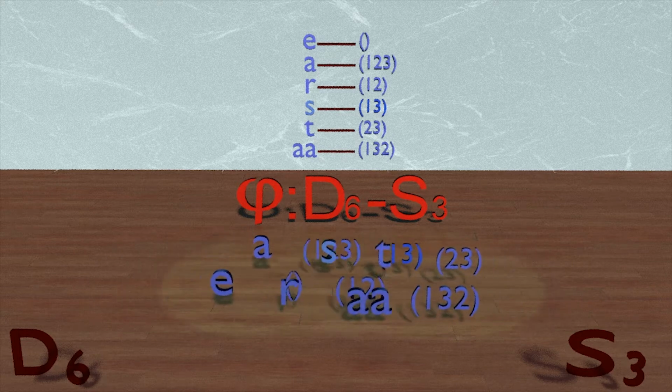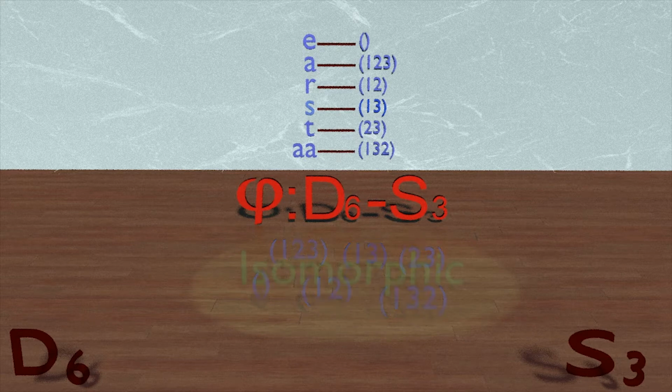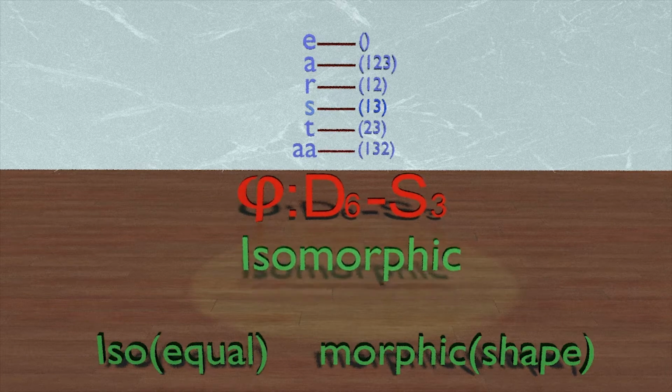We can see that the 6 elements in the group we call the domain, D6, each map to 1 and only 1 element in the range, S3, and all elements in S3 have been mapped. If the elements under this mapping satisfy our equation, then our mapping is a bit stronger than homomorphic. It is isomorphic. The two groups have an equal shape.